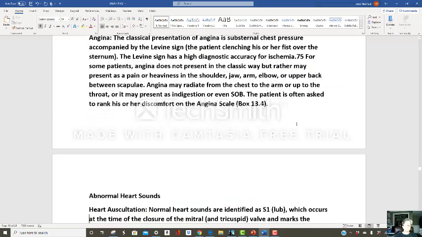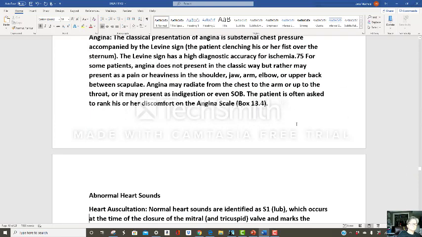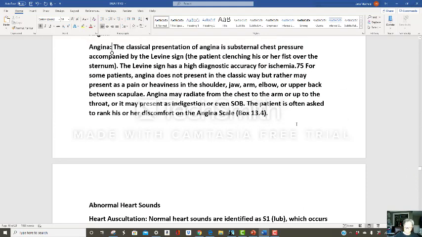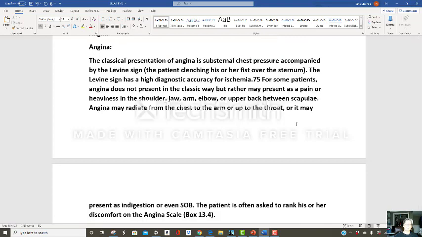Angina. The classical presentation of angina is substernal chest pressure accompanied by the Levine sign, the patient clenching his or her fist over the sternum. The Levine sign has a high diagnostic accuracy for ischemia.